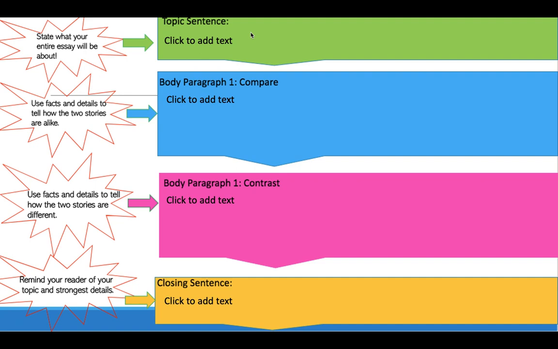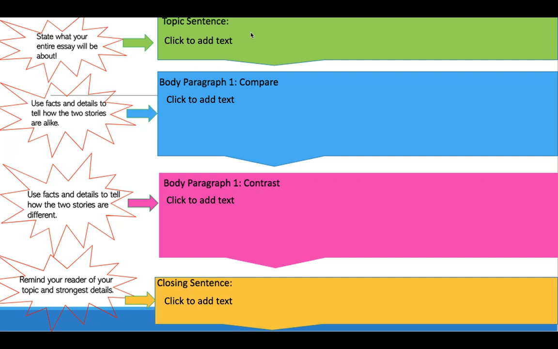I'm not telling you specifics. So your topic sentence with your additional sentences are going to be all about what you're writing about, not specifically the information yet. Body paragraph 1, okay, it says compare. This is where you're going to use the facts and the details about how the stories are alike. Body paragraph, and I apologize, it should say body paragraph 2, but it says body paragraph 1 for contrast.